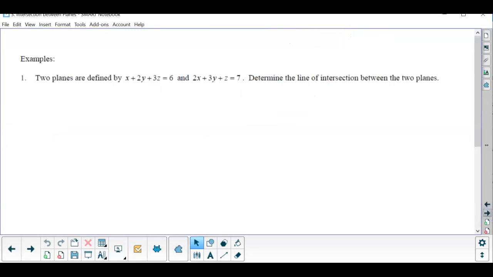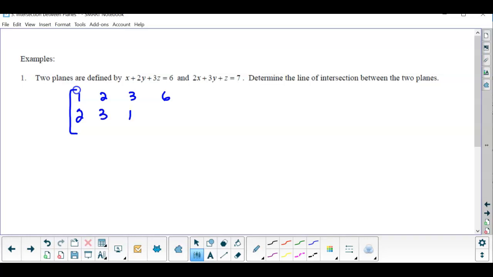So there, two planes are defined. Determine the line of intersection. We've already kind of given you a hint, so we're just doing two planes together. It says determine. It doesn't say algebraically determine. So we may do some algebra work, but you can use your calculator to help you. You could set up your system as a matrix: 1, 2, 3, 6, 2, 3, 1, 7.